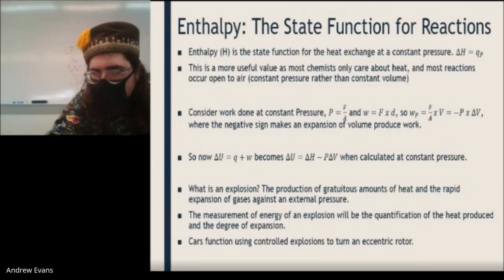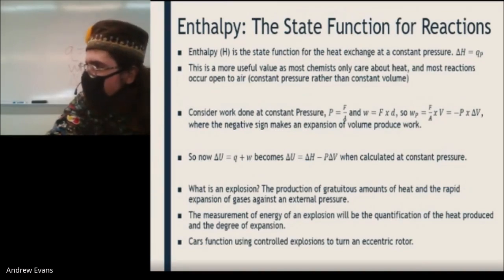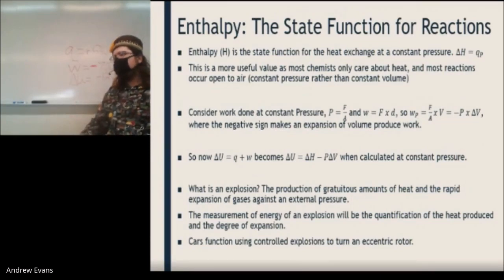It's the state function we'll use for most reactions. Enthalpy is the heat exchange process at a constant pressure. So I am essentially saying, how does heat flow when we keep the external pressure constant, which for all intents and purposes means we allow this to react in an open vessel. I put two chemicals together in a beaker on the table and let them react. How does the heat flow under those conditions?